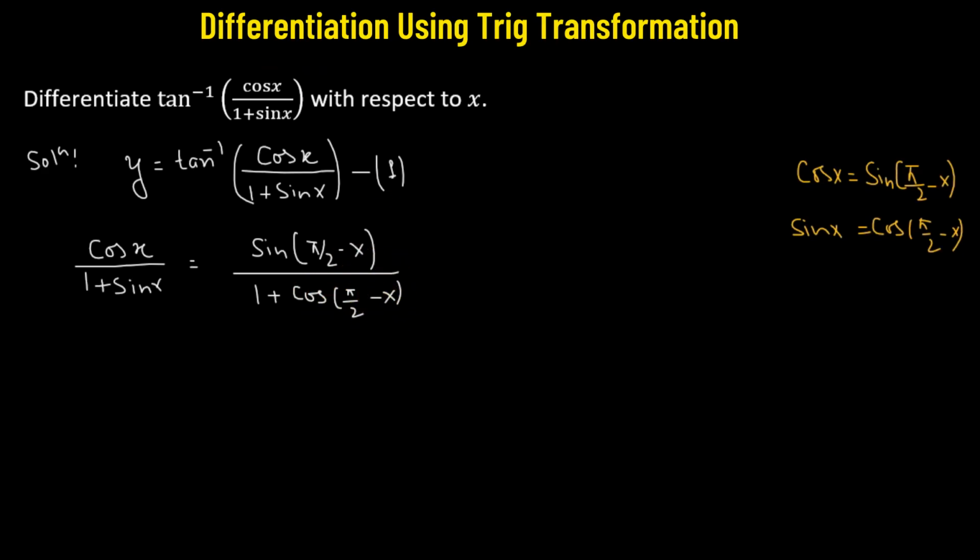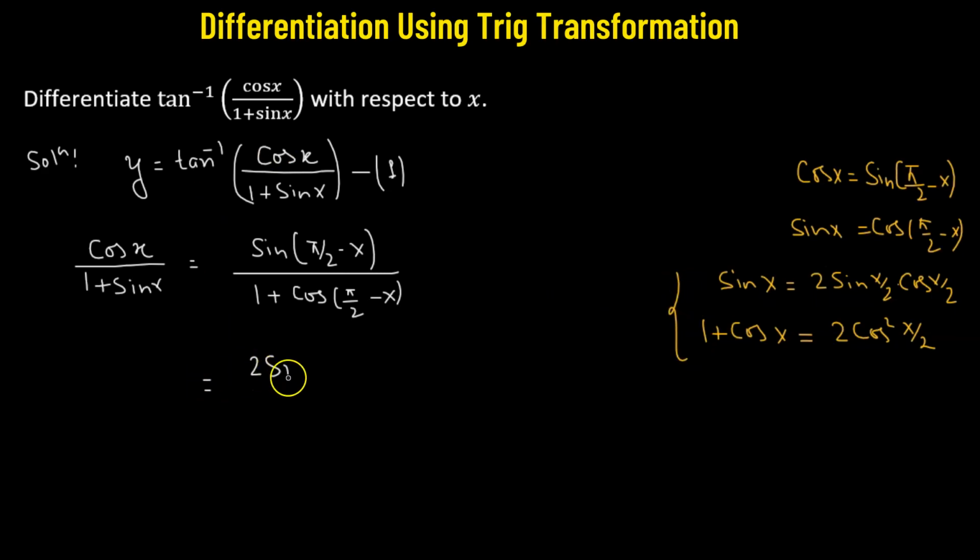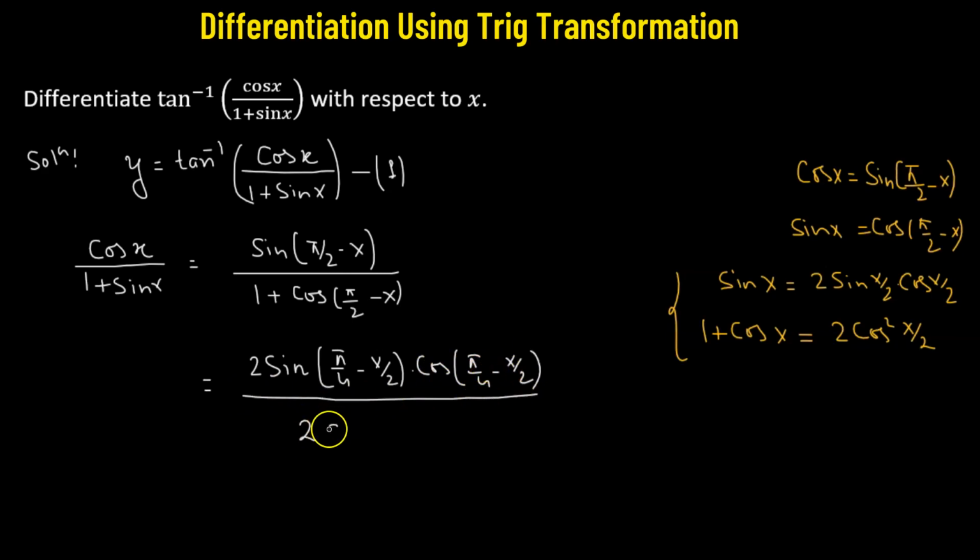The whole idea behind this transformation is so that we can use the half angle formula. We need sine of x, which can be given as 2 times sine of x over 2 times cosine of x over 2. So we'll make use of this property in the numerator, and for the denominator we have another property, 1 plus cosine of x can be given by 2 times cosine squared x over 2. So this is also the half angle formula. So let's use this to rewrite our numerator and the denominator. So we have 2 times sine. We'll have to take the half angle, so that means half of pi over 2 minus x, that will be pi over 4 minus x over 2, times cosine of pi over 4 minus x over 2, divided by 2 times cosine squared.